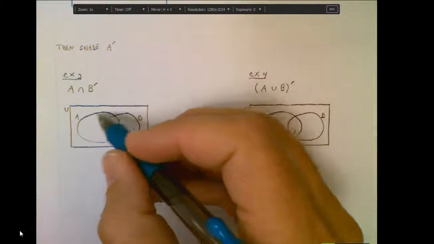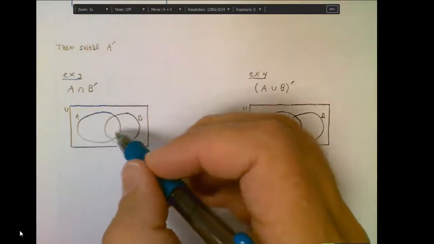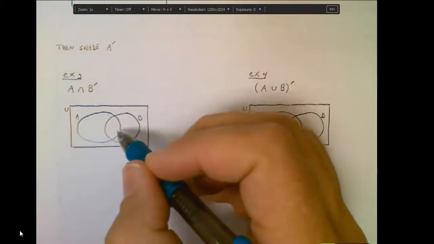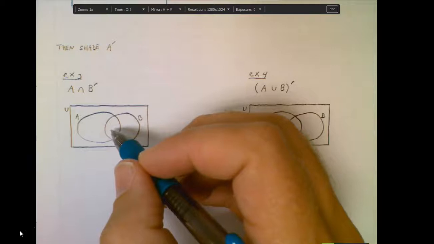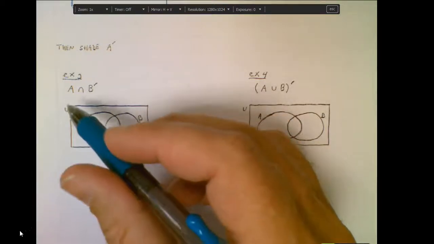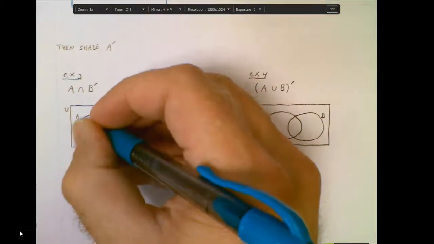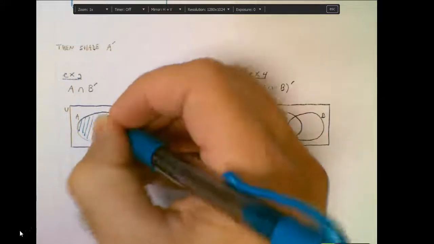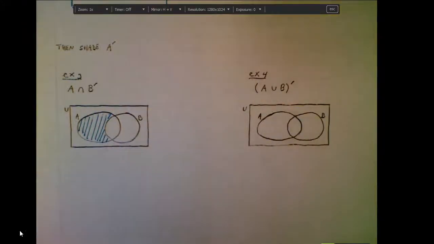Well, obviously this whole area is set A. So this is all of set A, but I want the area that is in set A and not in set B. So I do not include this part of it because that's a part of set B. So I only want the things that are in A and not a part of B. So this is what we refer to as the A only section. So the things that are in A and not in B. And so that's the only area that we would shade.